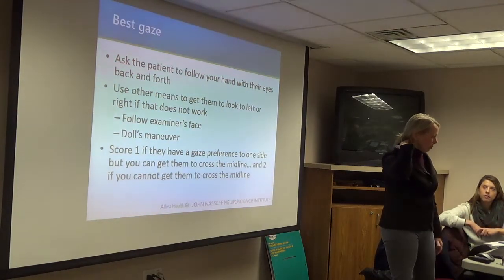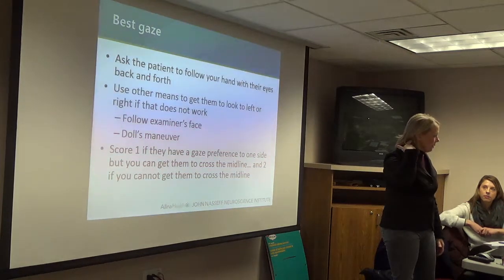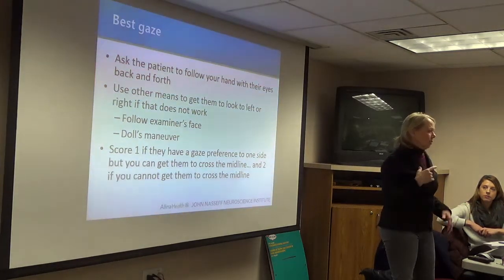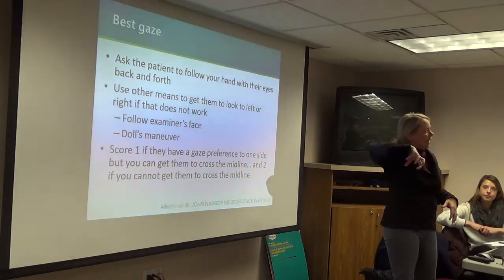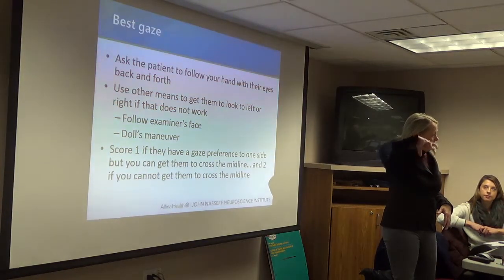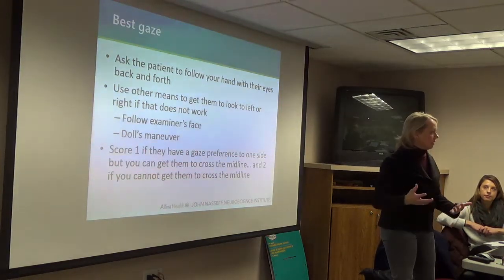So that's with this kind of a problem. When it's a fixed problem, that's more hardwiring in the brainstem for gaze. So let's say they have one eye deviated down and out and it won't go anywhere, it's stuck down there, a third nerve palsy, that's a 2.